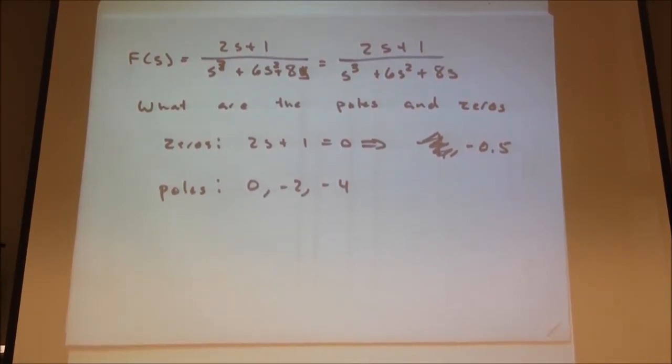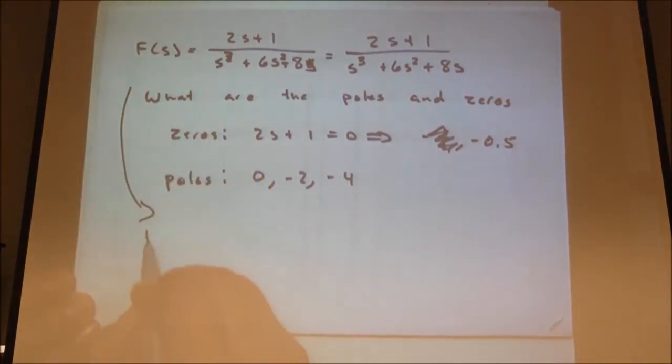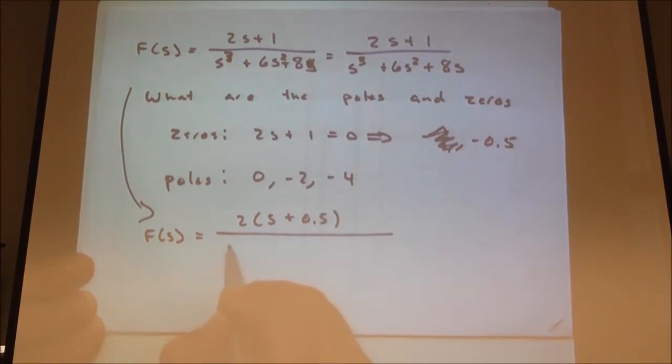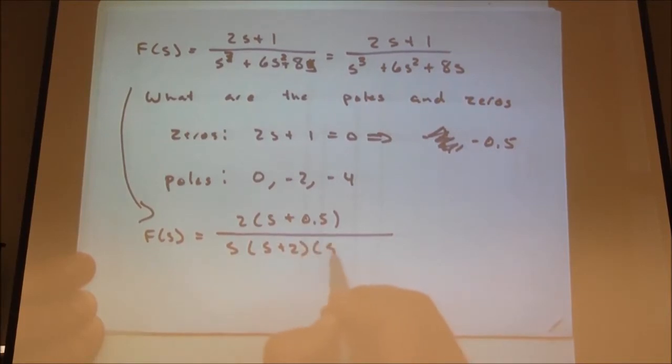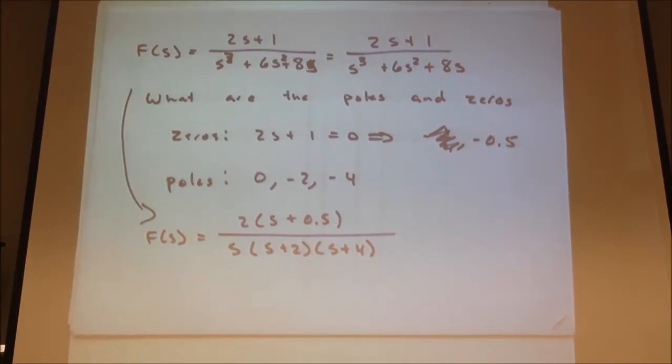But what does that mean for us? Well, in some sense, if we take this expression, that means we can write f of s equals 2 times s plus 0.5, or 1/2 if you're inclined, over s times s plus 2 times s plus 4. So that's the beauty of finding the poles and zeros. We can find these simplified or parenthetical expressions and write it like this.